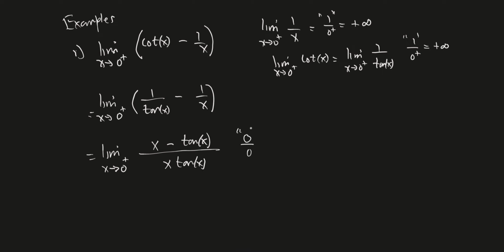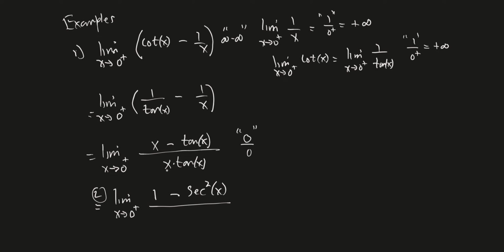So pretty remarkable that we started out here having an infinity minus infinity case, and by just doing some very basic algebra, we're able to get it as a single fraction, which now converts it into 0 over 0, right? So now we can apply L'Hopital's rule. So we have the limit as x approaches 0 plus. Now when I take the derivative of the numerator, I'm going to have 1 minus, and then the derivative of tangent is secant squared, over, now at the bottom I'm going to have to use the product rule because I have a product now.